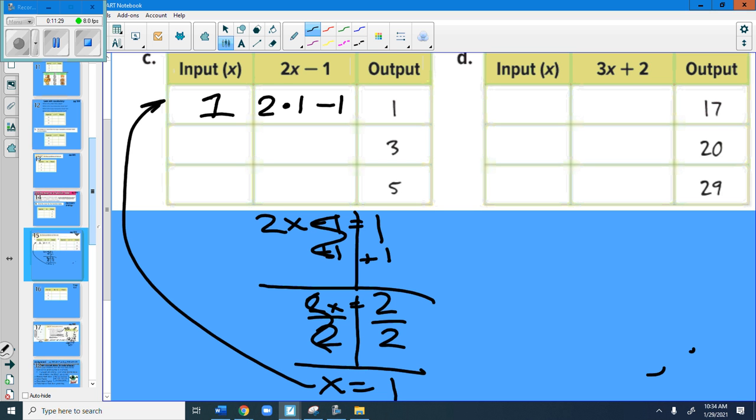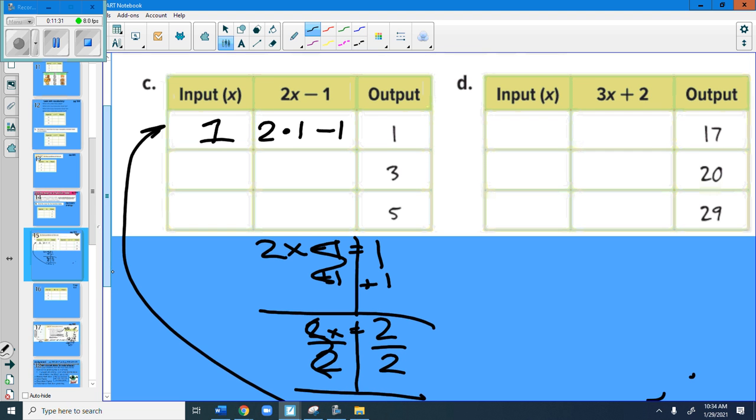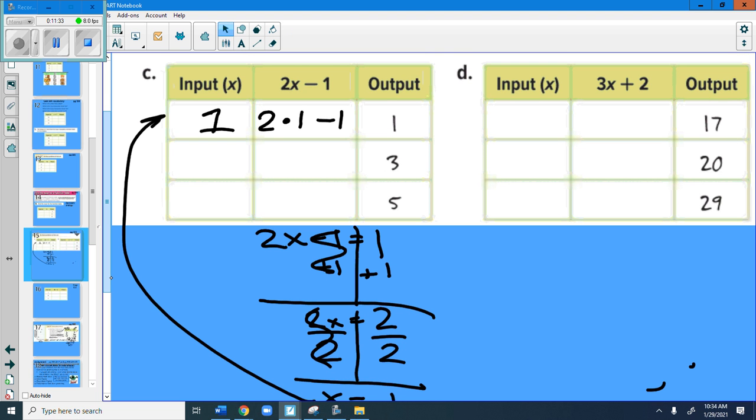The rule equals the output. So please help me write, I'm not going to solve, but help me write my equation for the second row. Who can do that to help me find the input? Help me write the equation for the second row.